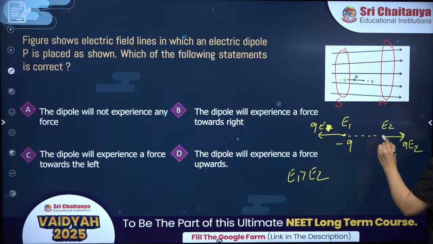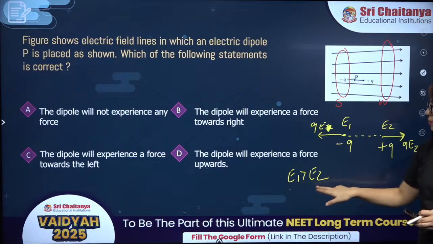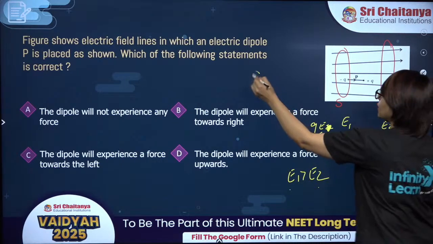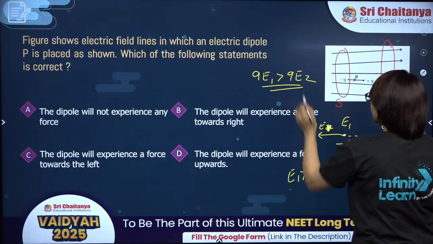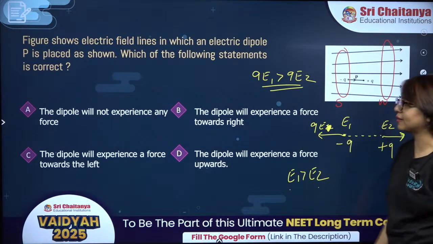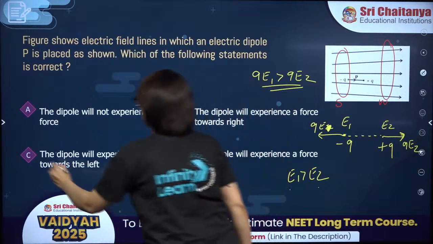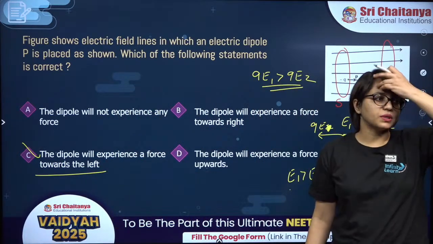So you can see that this dipole is experiencing QE2 force towards right and QE1 towards left. But E1 is more than E2, so definitely QE1 force will be more than QE2 force. So net force will be towards left, and the dipole will experience a force towards the left. So correct answer is option C.